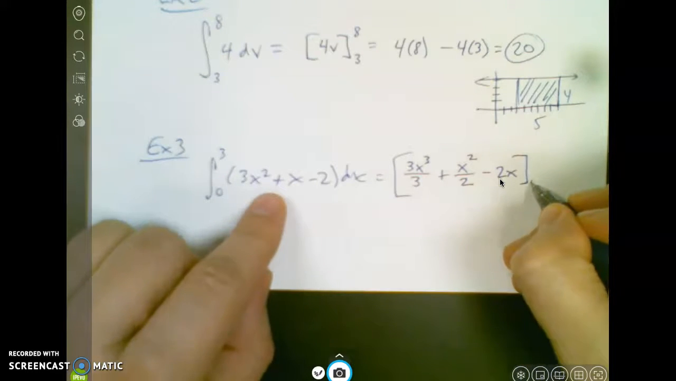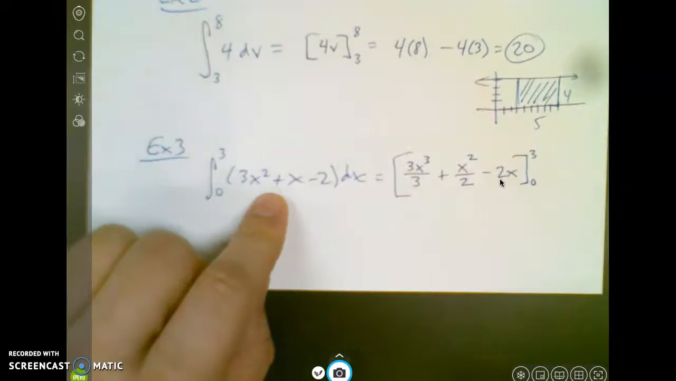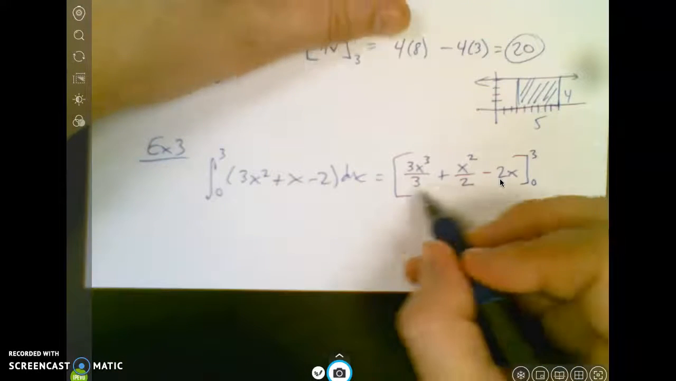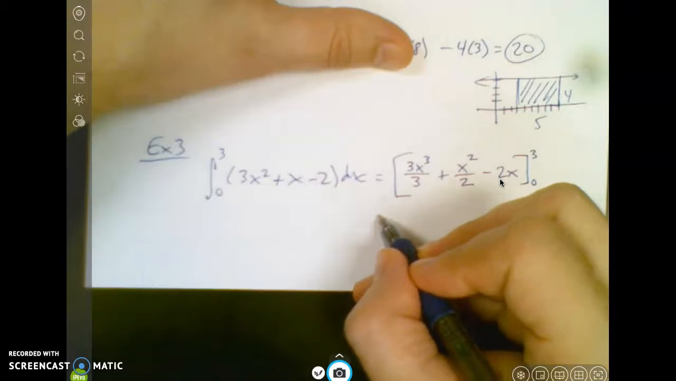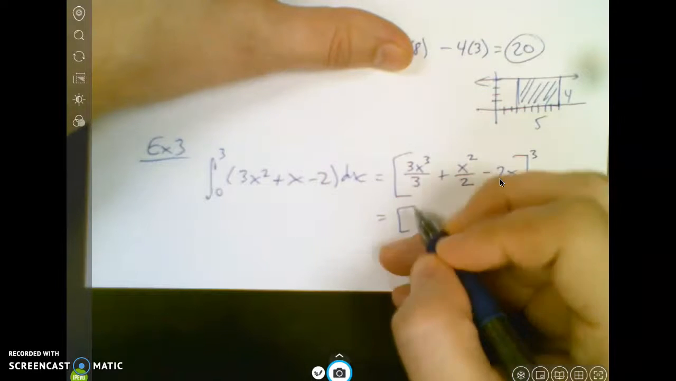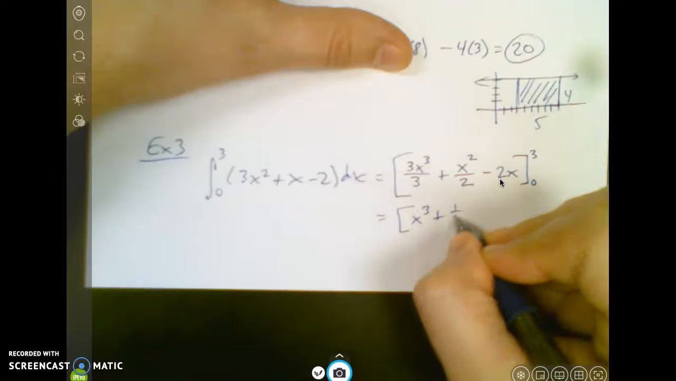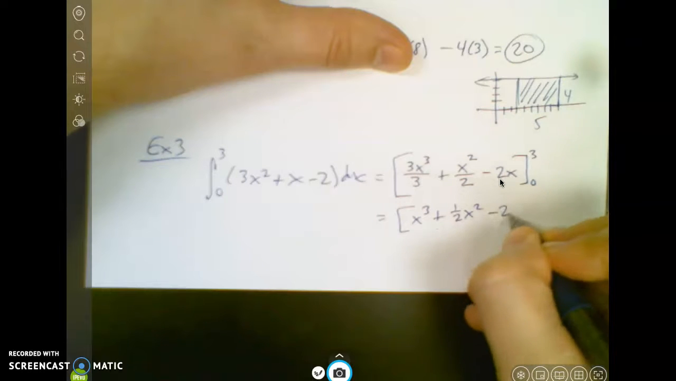You don't need a plus c in this one because you're actually plugging in numbers, finding the area under the curve. Alright, so maybe I'll clean this up a little bit before breaking it into its plug-in parts. So that's going to be x cubed plus 1/2 x squared minus 2x.